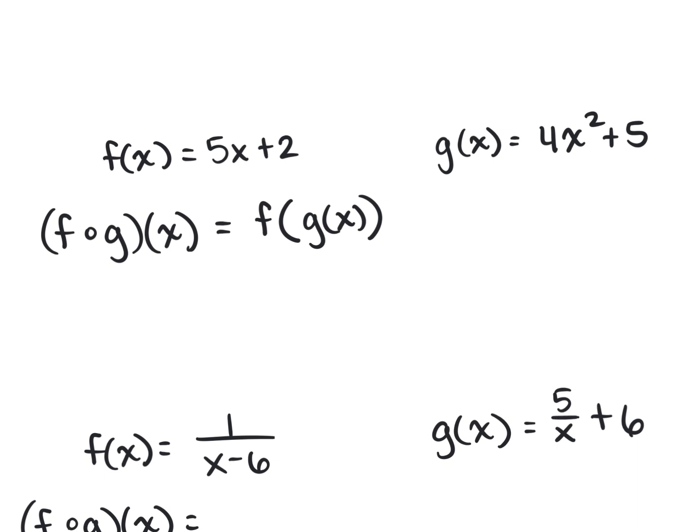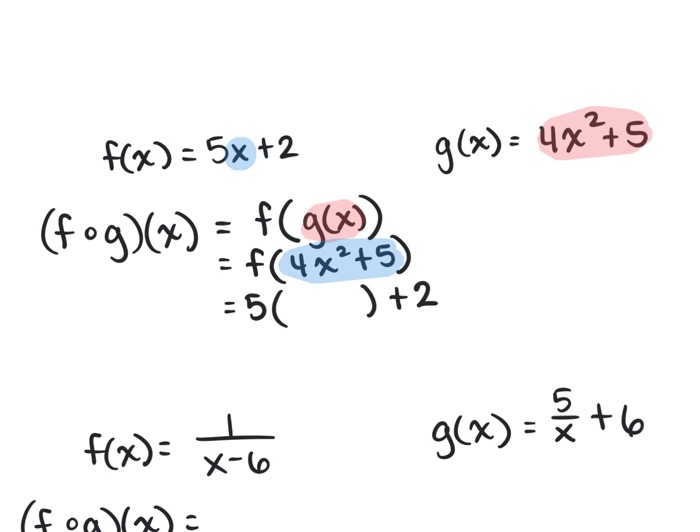And what we're doing from here is taking this and plugging it in where this g of x is. So we're going to have f of 4x squared plus 5. And in the same way that you would do f of 4, for example, you're going to plug all of that in to the f function for the x that's there in the f function. So that means I have 5, and then I'll have x, and then I'll still have my plus 2, and the x that I am plugging in is 4x squared plus 5.